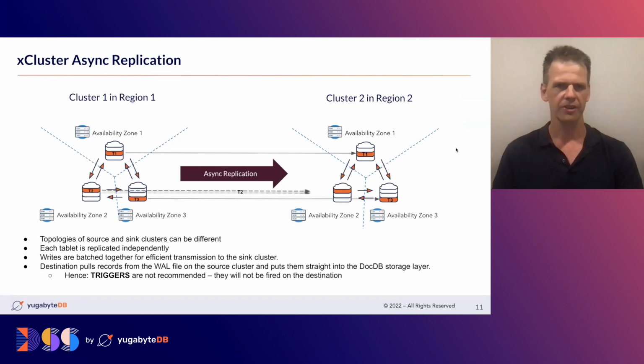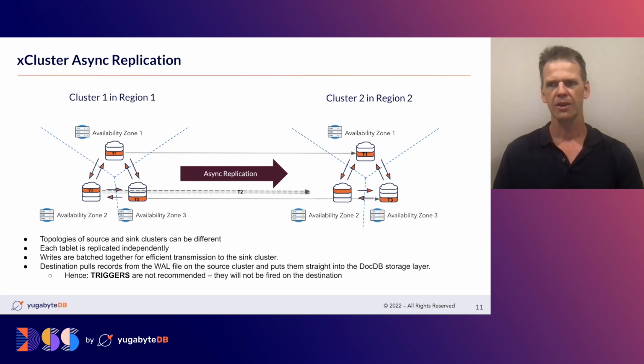So now we know what a tablet is. Let's look at how xCluster works today. We have our 2 discrete clusters in 2 discrete regions. We're transferring data back and forth between them. It doesn't matter whether it's active-active or active-passive.